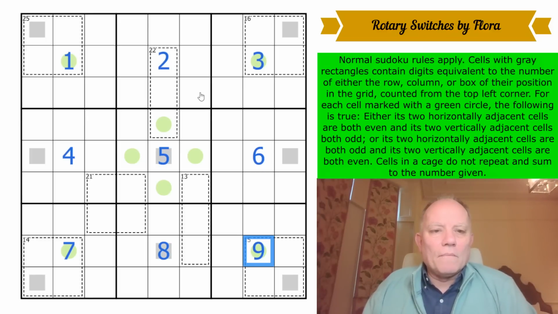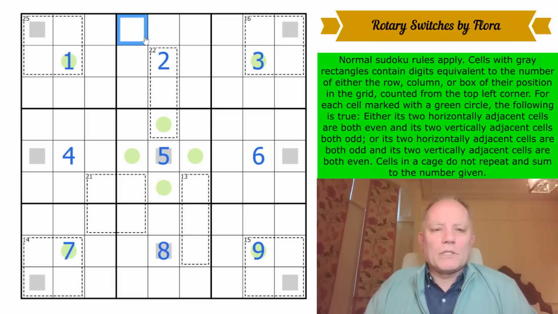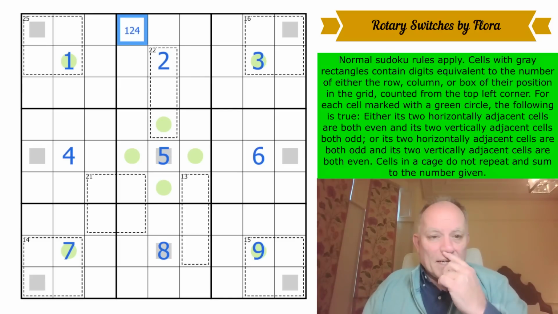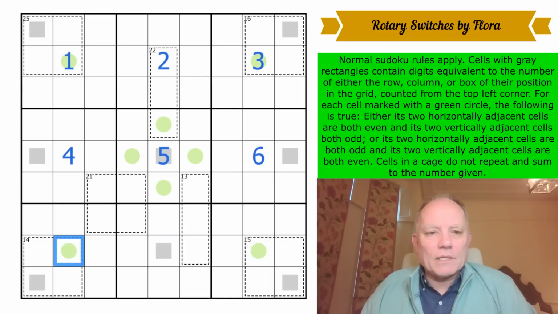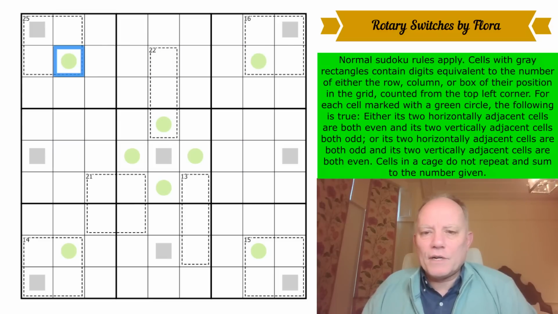So this cell, for instance, would be row 1, column 4, box 2. So if that was a grey rectangle, the possibilities would be 1, 2, and 4. Although it's not. Now, I think that concept is called friendly cells, although I'm not sure if Flora knows about that because that wasn't mentioned. But anyway, that is what they are. They have to be friendly in that sense. They have either their row number, box number, or column number in them.